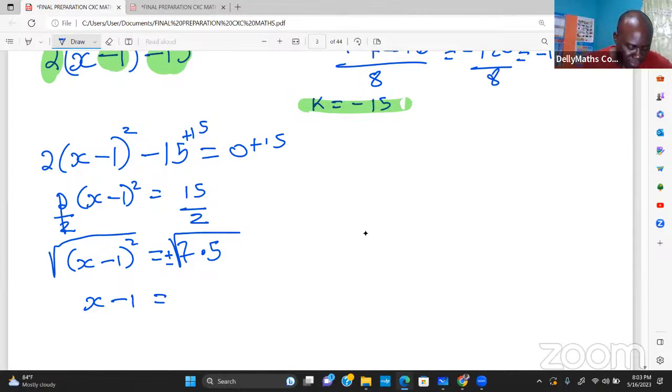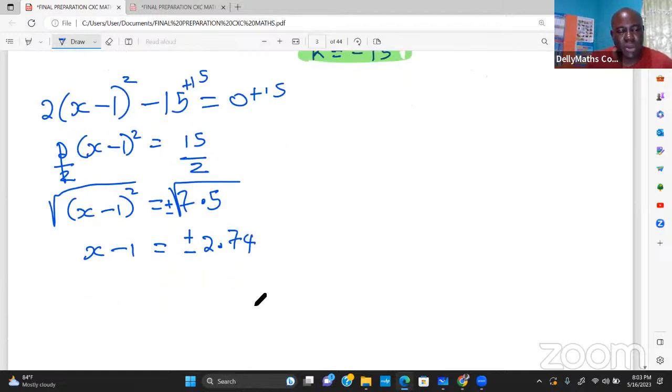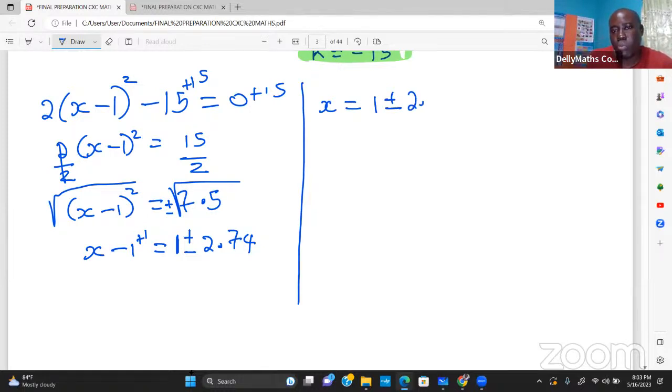So let us find the square root of 7.5. I'm going to use 2 dp, so it's going to be 2.74. So I have a plus or minus 2.74. We're almost done. Look at this now. How do you get rid of the 1? It's negative, so I add. That means it's going to be a positive 1 on this side right there. I'm putting it right there so it looks nice. Look at what I have. Check this out. I have x is equal to 1, which is a positive 1, plus or minus 2.74.